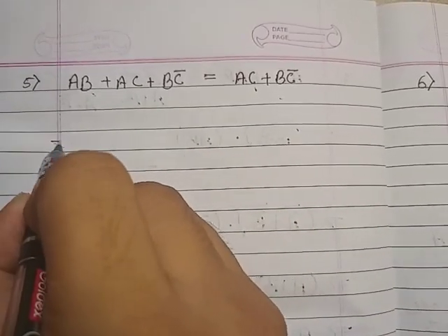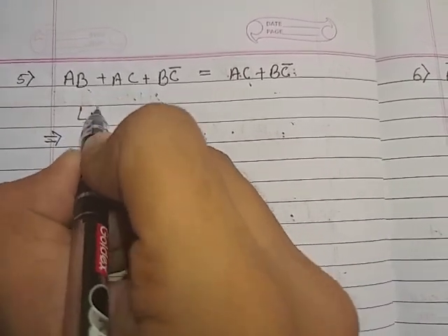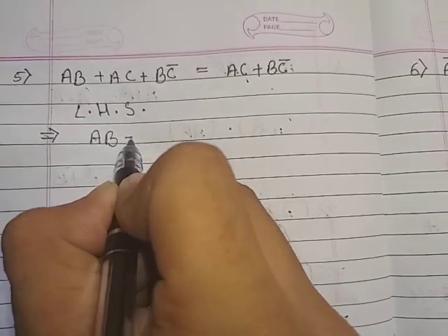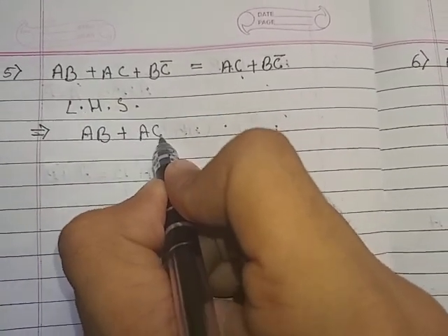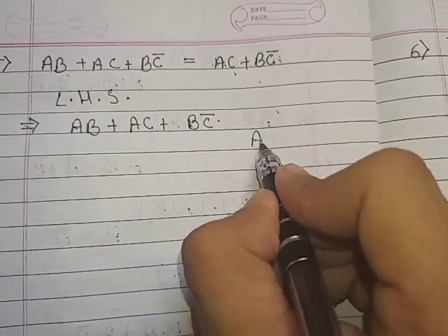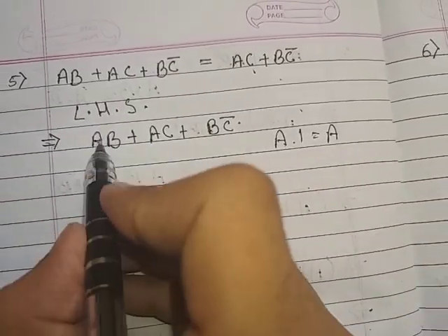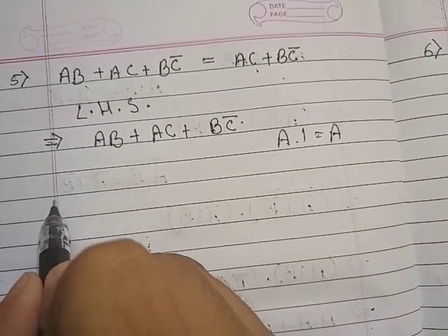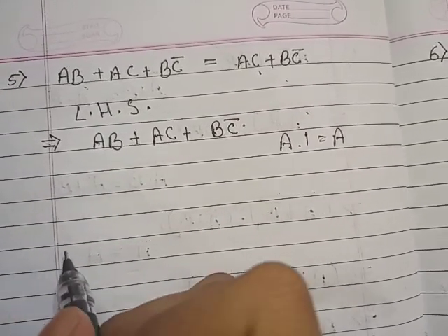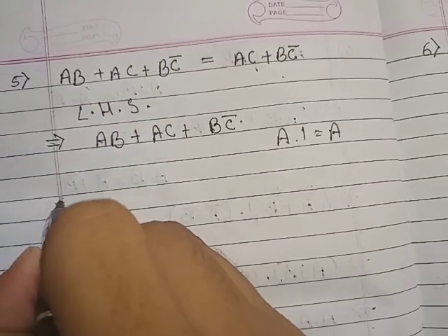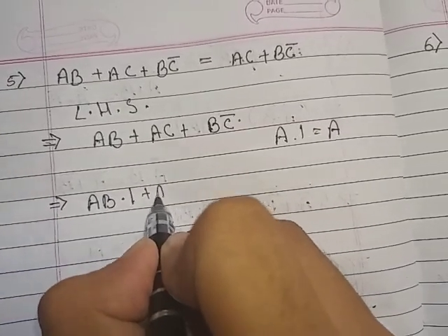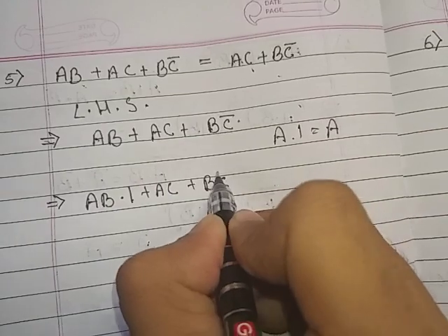So let's see. Here we go. On taking LHS, we have AB plus AC plus BC bar. Now A dot 1 is equal to A. So we are going to multiply by 1. In SOP form, you multiply by 1, and in POS form, you add 0. So here we go. We have AB dot 1 plus AC plus BC bar.